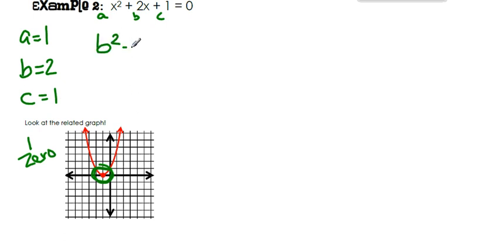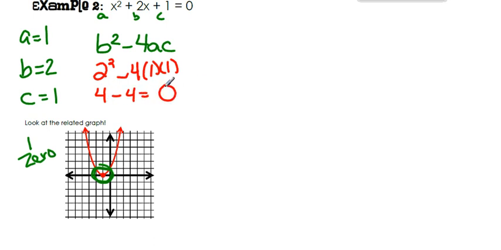B squared minus 4ac. Okay, so when I plug this in, I'm going to have 2 squared minus 4 times 1 times 1. Well, this ends up being 4 minus 4, which equals what? It equals 0. So this is where things get a little confusing. A lot of people think when your discriminant becomes 0 that they have 0 solutions. But that's not true. We know from our lesson on solving quadratics using square roots that it's when you take a square root of a negative that you're going to get no solution.